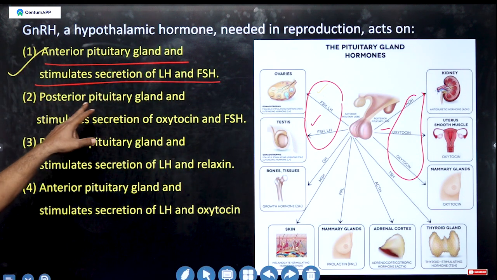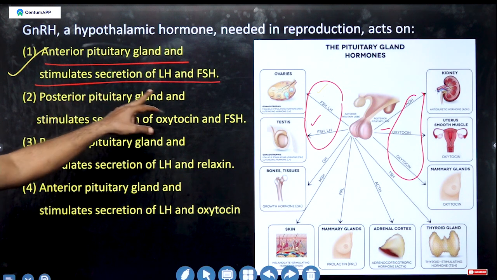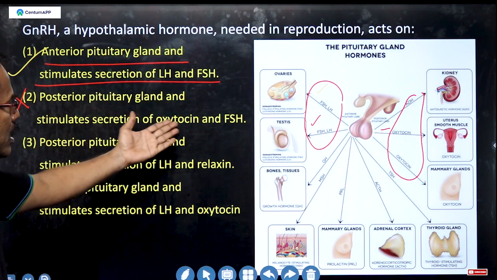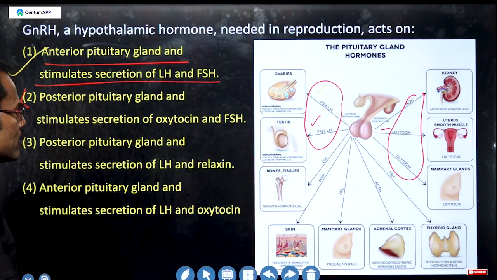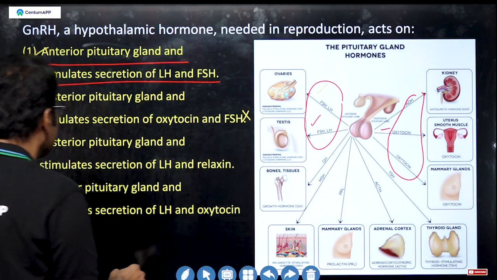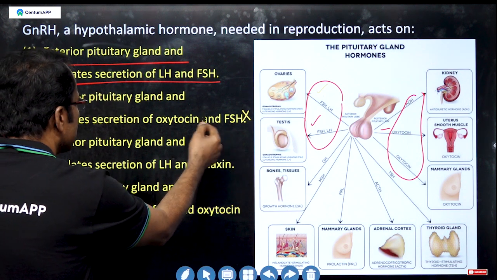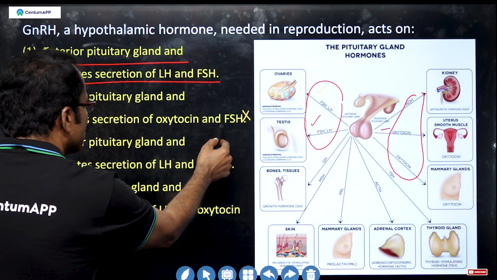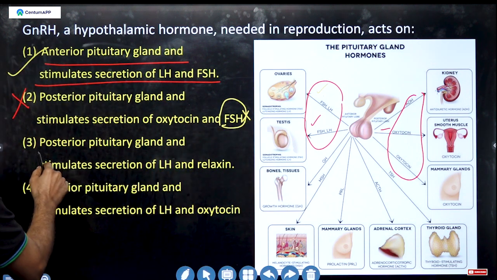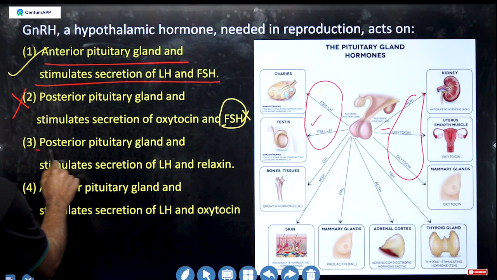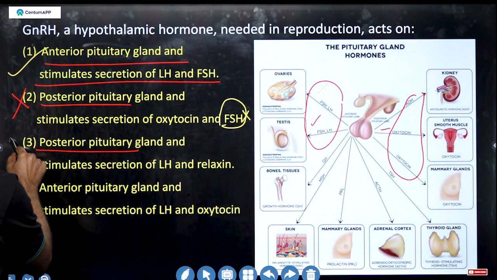Why? Because the second option is posterior pituitary gland, wrong answer, and stimulates oxytocin and FSH. So, it is also wrong. Why? Because posterior pituitary gland is not responsible for the FSH. Third option, posterior pituitary gland, here only it is wrong.